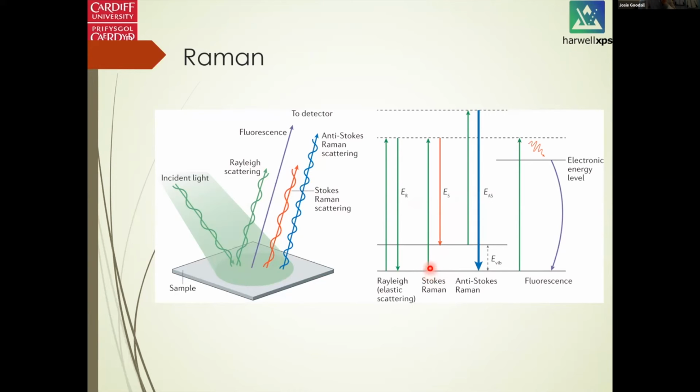For example, the Stokes Raman is where molecules absorb the energy and go from the ground state to a virtual state, then go back to a different excited state. And the anti-Stokes Raman is the other way around, where the molecule is at a certain excited state, then goes to the virtual state and comes back to the ground state. There's a difference between the energy that we obtain and the original radiation source.